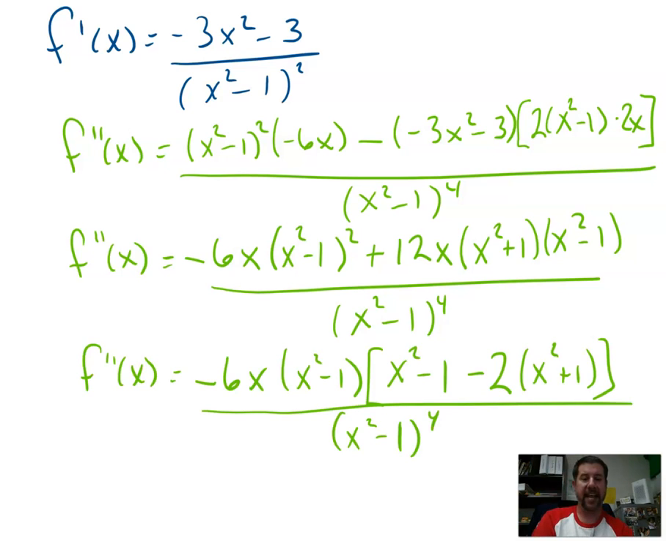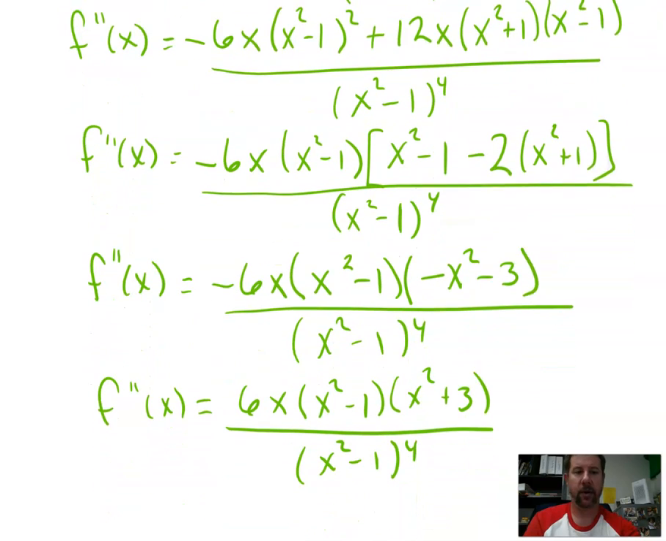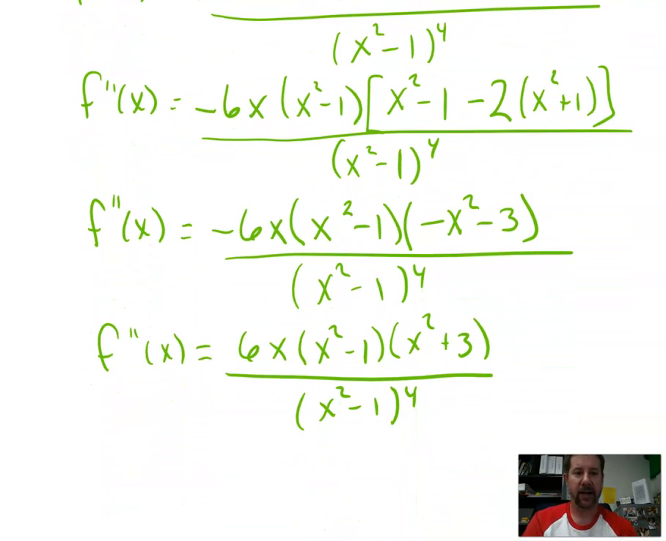Okay, so I factored out a negative 6x and an x squared minus 1. So that leaves me with an x squared minus 1 in the front term here. And then it leaves me with negative 2 from here and an x squared plus 1 in the back. Now I'm going to put all this stuff together. Okay, so sliding up here so you can see my work. We combined everything from right here, and I got negative 6x times x squared minus 1 times negative x squared minus 3. And then I factored the negative out of there. And so I got a nice simplified form of 6x times x squared minus 1 times x squared plus 3 all over x squared minus 1 to the 4th.